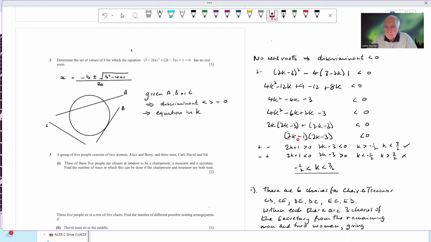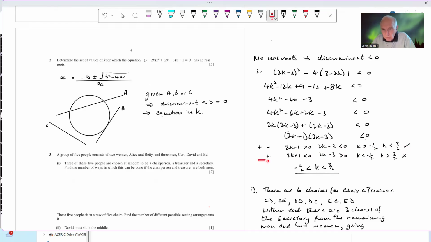The nature of these things is that we've got two things multiplied together that are less than 0. So therefore, one of them is negative and one is positive. So we have to look at each case in turn. Let's look initially at this one positive and this one negative. That's going to give us 2k plus 1 is greater than 0, and 2k minus 3 is less than 0. So that's going to give us k is greater than minus a half from there, and k is less than 3 over 2 from there. Okay, that's okay.